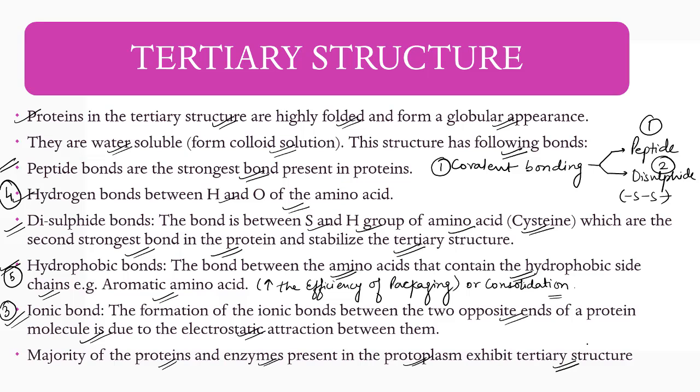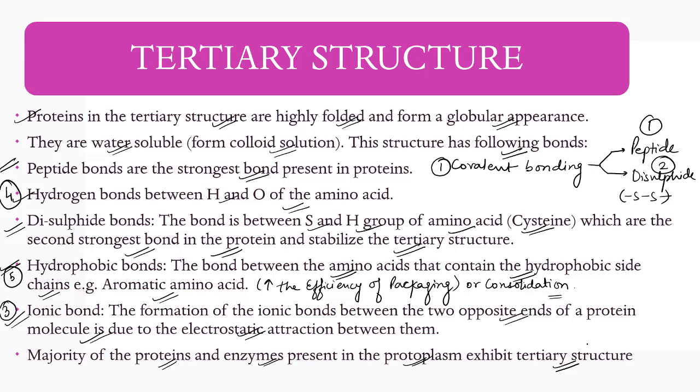Disulfide linkage is present in between sulfur and hydrogen of amino acids, especially the cysteine, meaning the sulfur containing amino acids. Ionic bond. The formation of ionic bond between the two opposite ends of a protein molecule is due to the dispersal of charges or electrostatic attraction between them.